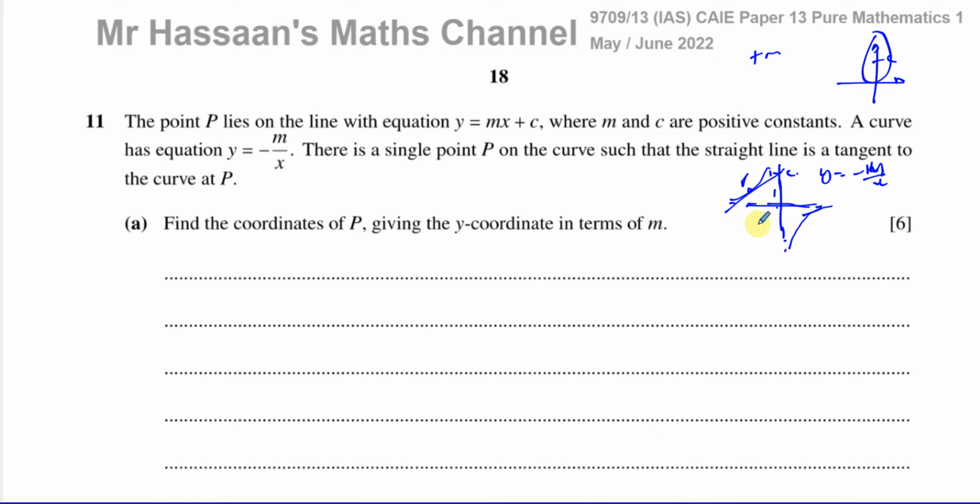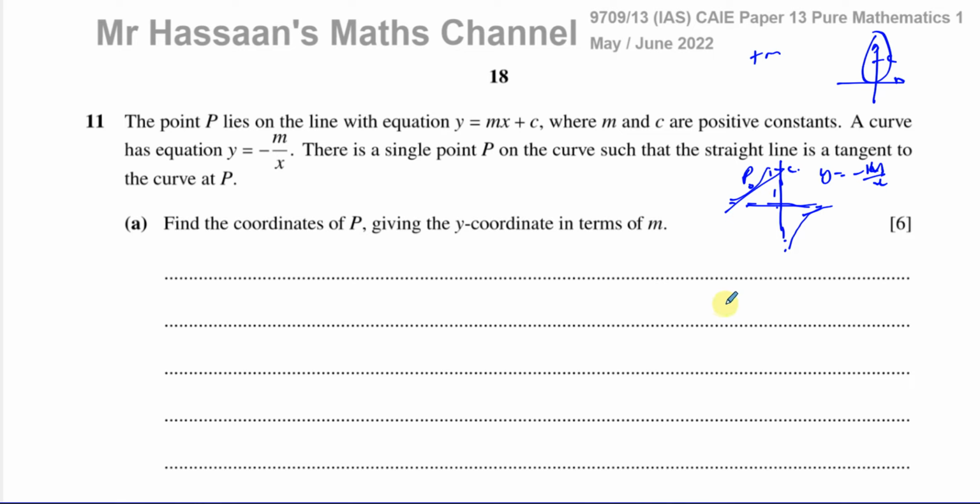C is positive. So we know that there are a couple of places where the gradient of the curve and the line will be the same. One of them would be this point here, P, and another point would be somewhere down here, which we don't know. We haven't been told about that. So that's the idea of the question so far. We've pictured what's going on. It's always a good idea to picture what's going on, even if you've got things in terms of letters instead of numbers. We can see that m and c are positive constants, so we can work out basically what's happening. Now it says find the coordinates of P, giving the y coordinate in terms of m.